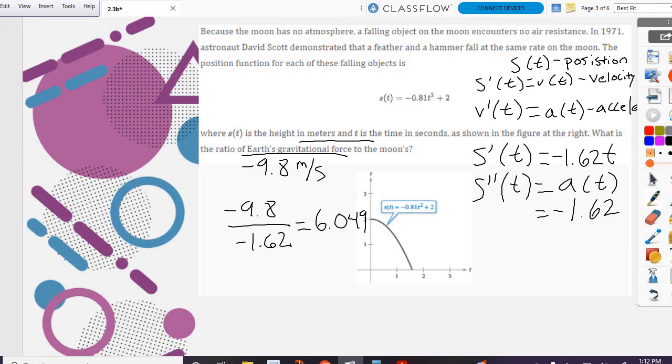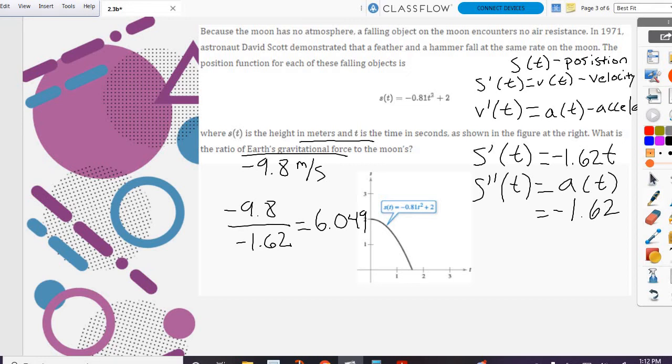And what's my unit there? Meters per second squared. Those are the units for acceleration. So each one of these would be in meters per second squared. But if I have meters per second squared over meters per second squared, I don't have a unit.